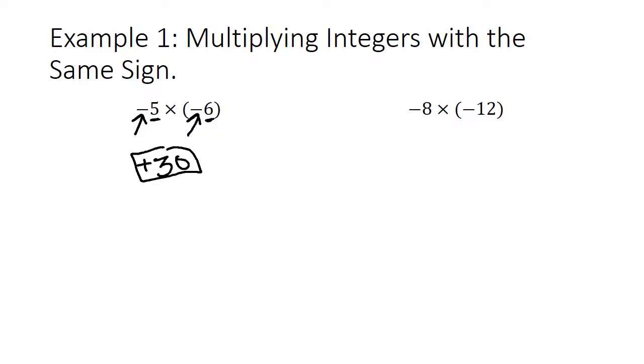Again, as we come over here, we can look at this and say 8 times 12. Treat it like normal multiplication. 8 times 12 is going to give us 96. And then we just have to determine the sign.